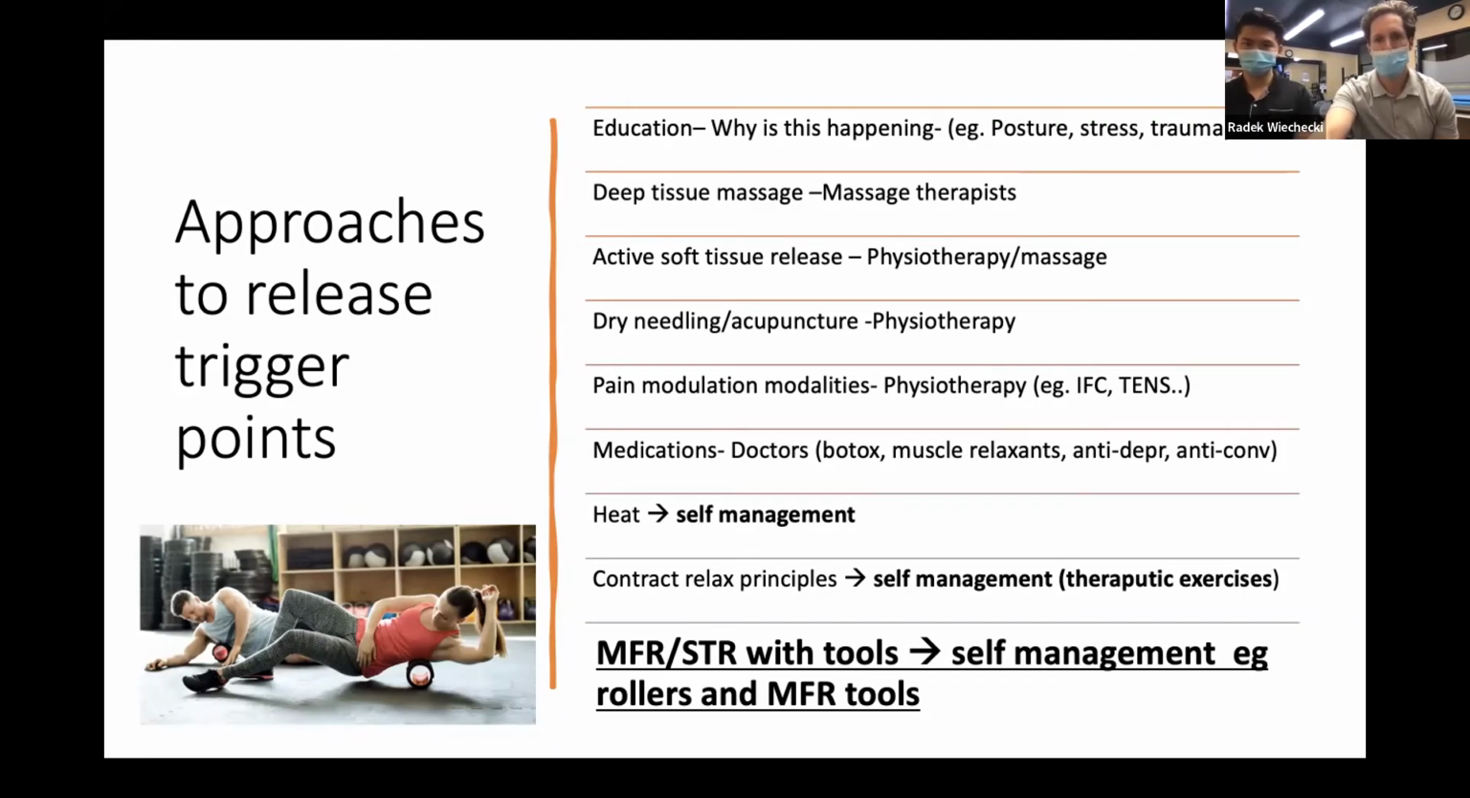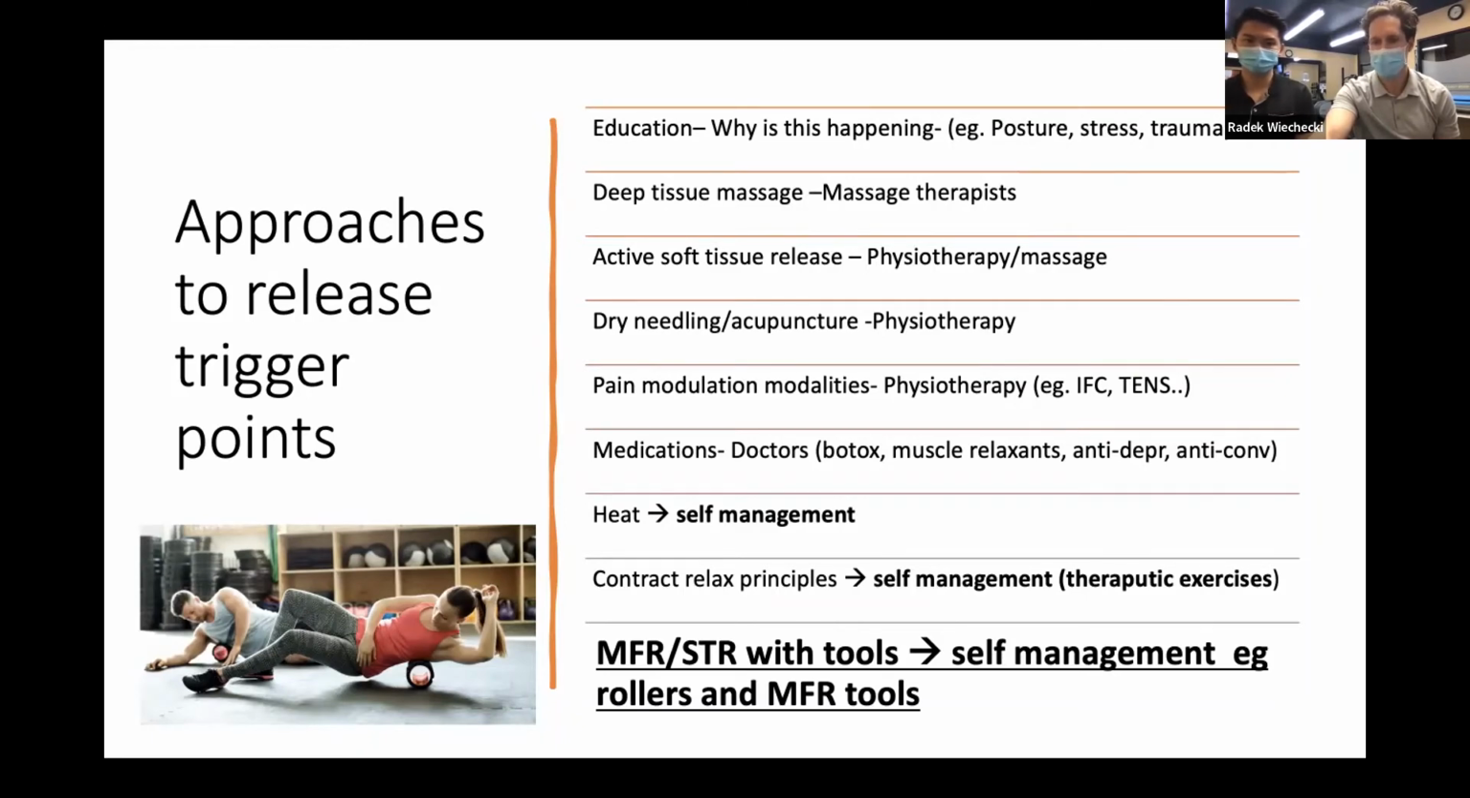In physiotherapy, you can do active soft tissue release. Physios really like to do movement, and massage therapists as well. And at that point, we use movement and trigger release at the same time, or massage at the same time. Physiotherapists also can do acupuncture and dry needling, which seems to be an effective way to reduce trigger points.